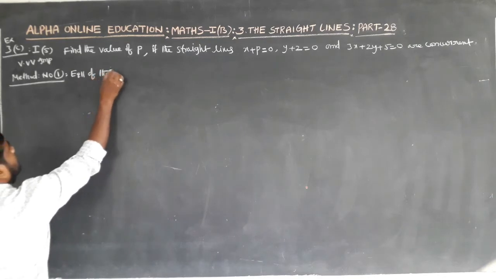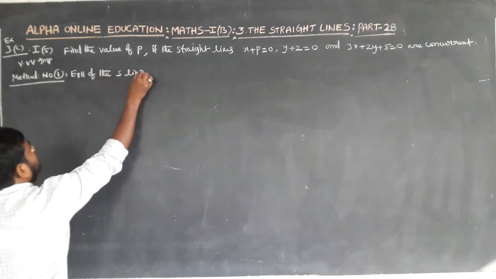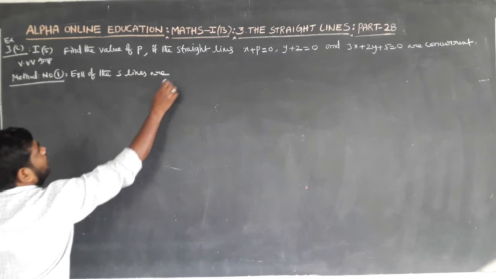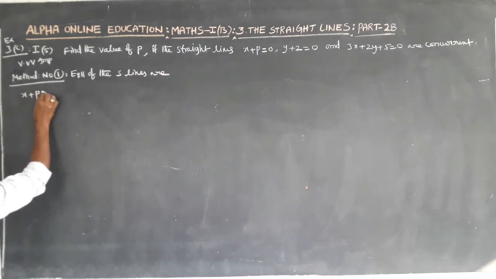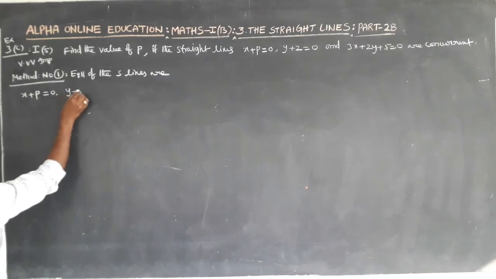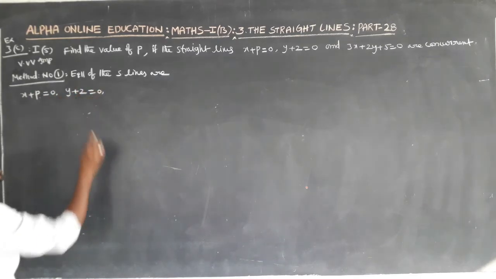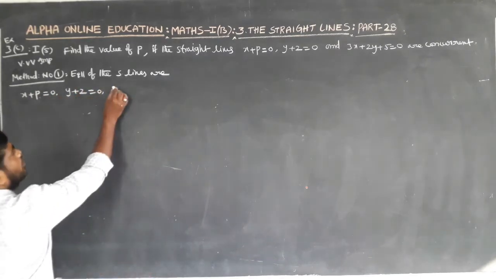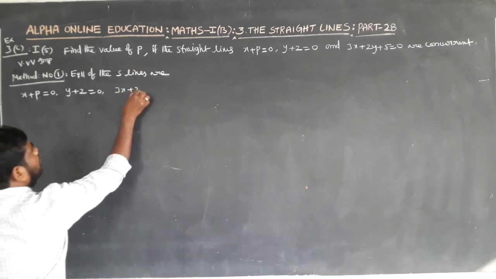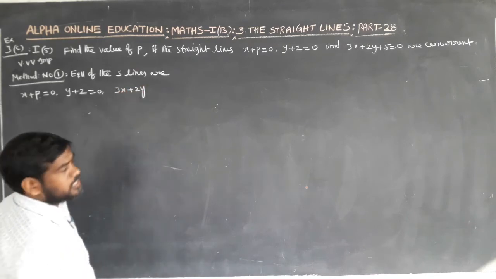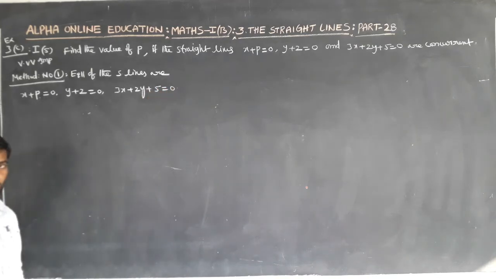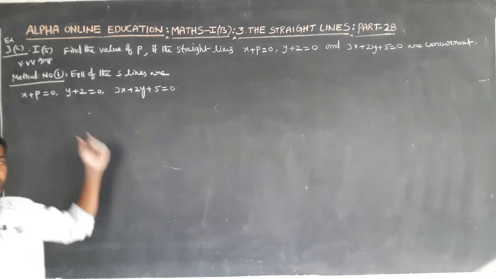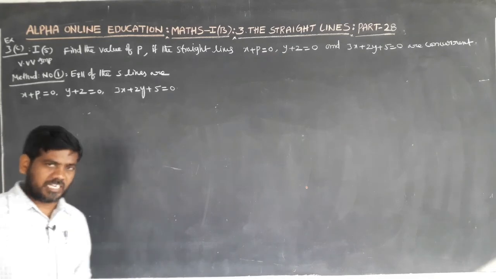The equations of the straight lines are: the first one is x + p = 0, the second one is y + 2 = 0, and the third one is 3x + 2y + 5 = 0. This is the given equation of the 3 straight lines.